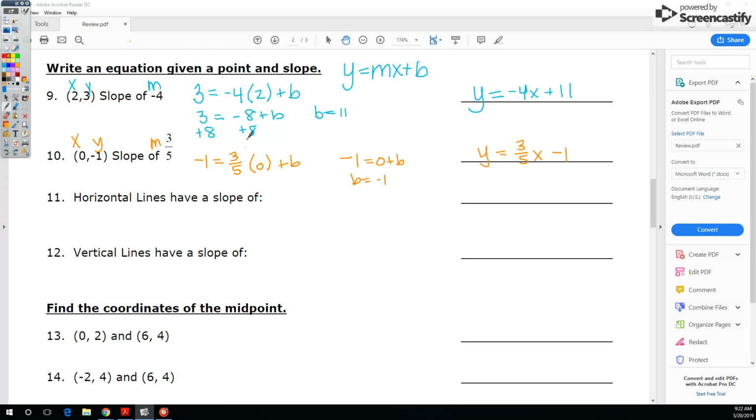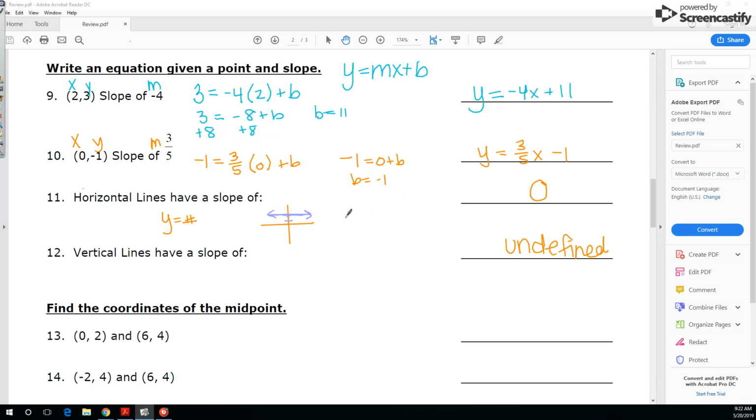Horizontal lines have a slope of 0. Vertical lines have a slope of undefined. So for example, horizontal lines are going to be y equals a number. So if this is my horizontal line, it only has a y-intercept, and that's at 2. So this would be y equals 2. You can't write it in slope-intercept form like this when they're either horizontal or vertical.